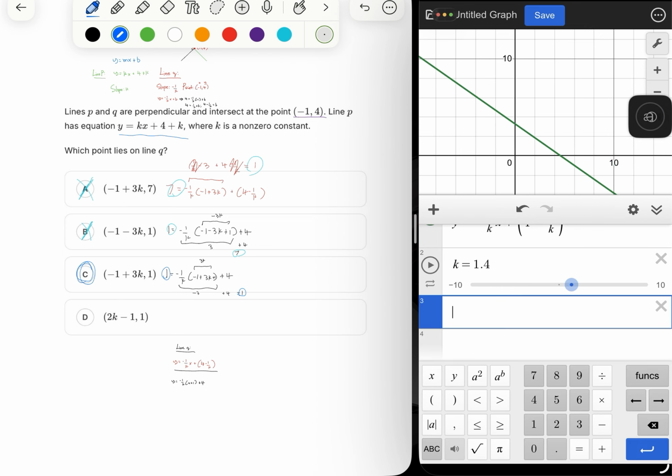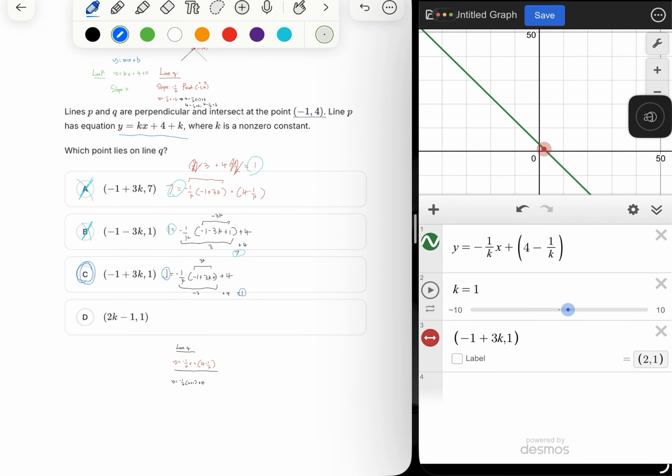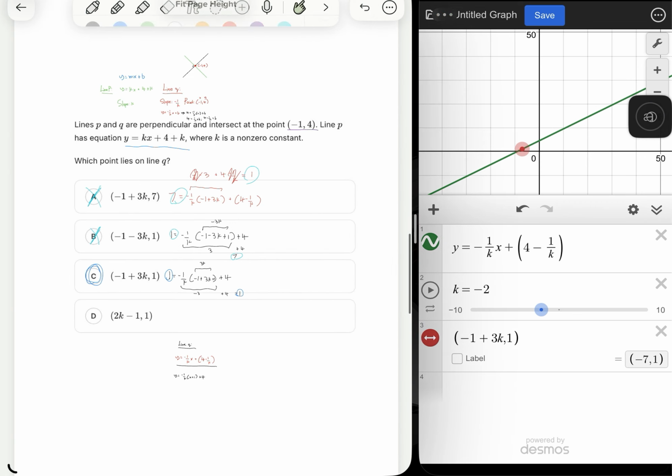Now, if you look at C, for example, which is supposed to be our correct answer from the other method that I used, you'll see that this point, no matter what the value of k is, it always lies on that line. So again, it always lies on that line. So that's how you know answer choice C is our correct answer. So that's one way you can use Desmos to approach this problem, or if you're trying to check your answer, if you do have some time left. But hopefully, that made sense.